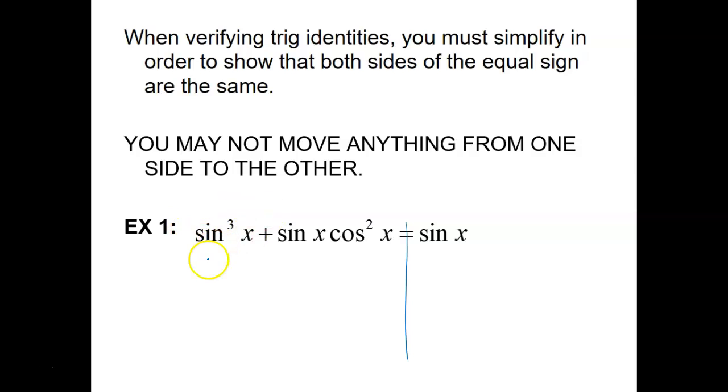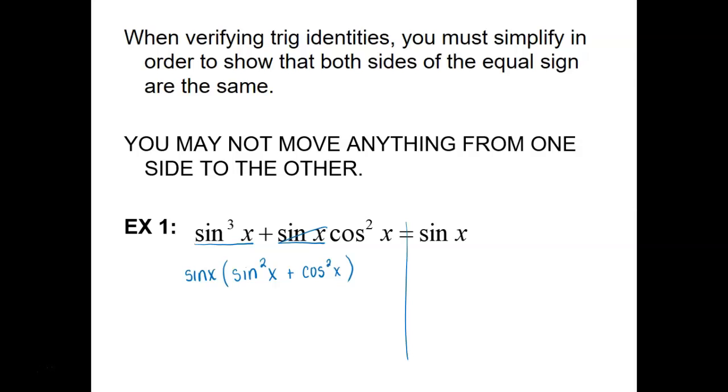For example 1, I've got sine cubed x plus sine x cosine squared x. I see that I have a sine x in both of these terms. So what I can do here is factor out a sine x. If I take a sine x out of this one, I'm going to have sine squared x. And if I take a sine x out of the second term, this sine x right here is just gone completely, which just leaves me cosine squared x. So I'm just factoring out a greatest common factor.